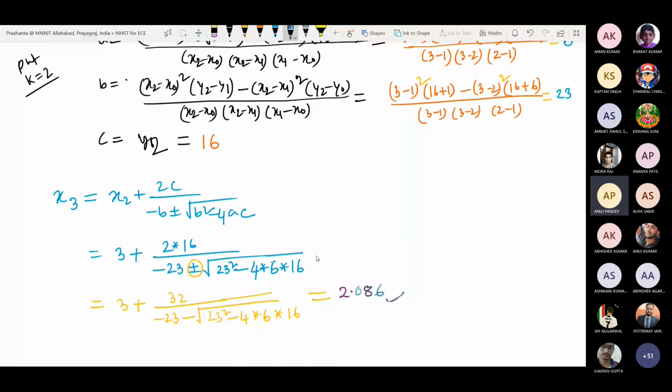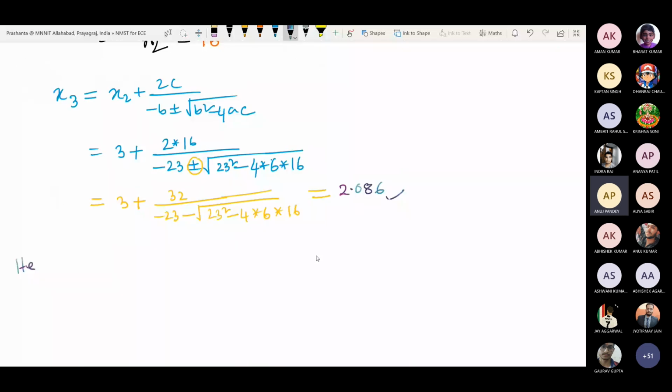Now in iteration 2, how will you calculate it? In iteration 2, you have to calculate x4. So three previous values will be used: x1, x2, and x3. So x1 was approximately 2, 2.1 it will come. Just a moment. So x1 is 2, x2 is 3, and what is x3? 2.086.